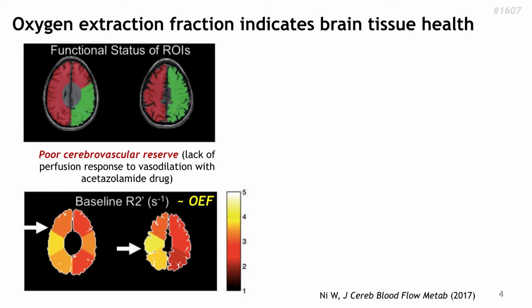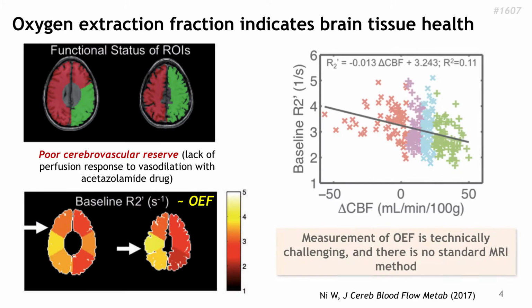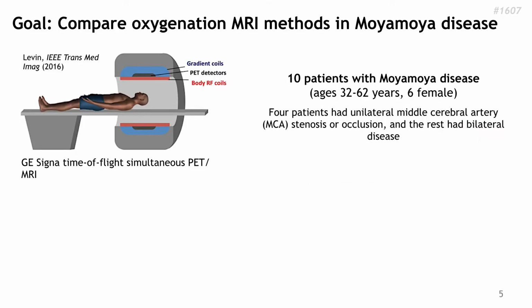And here they used R2 prime, which is the difference between R2 star and R2 relaxation measurements, and is proportional to OEF, or oxygen extraction fraction. And across patients, there was a correlation with reduced flow corresponding to higher baseline R2 prime or higher oxygen extraction fraction. But in general, it's hard to make these measurements, and our goal was to compare two MRI methods in Moyamoya disease to measure brain oxygenation on a simultaneous PET MR.